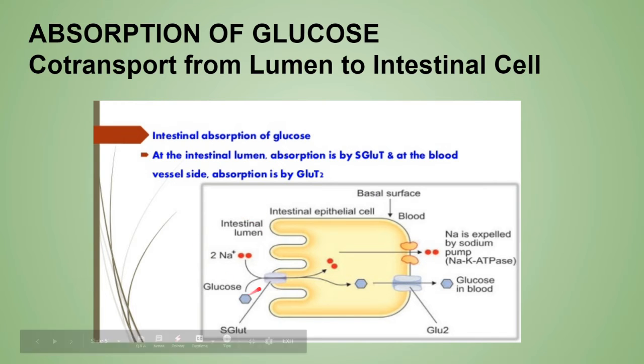Now over here, as you can see, this is the intestinal lumen or the inside of the intestine. This is the intestinal epithelial cell or the brush border cells of the epithelium of the intestine, and this is the blood. So to be absorbed, the glucose or the monosaccharide has to be transferred from this into this and then into blood. So first of all, let's talk about the co-transport of glucose from the lumen of the intestine to the intestinal cells. Okay, so it is done by the co-transport mechanism.